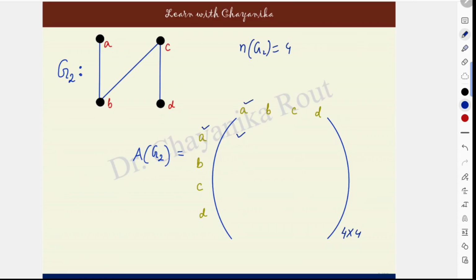As in the graph, there is no loop at the vertex A, so this entry is 0. Then for this entry, I need the number of edges between the vertices A and B. There is only one edge between the vertices A and B, so this entry is 1. There is no edge between the vertices A and C, so this entry is 0. And similarly, there is no edge between A and D, so this entry is also 0.